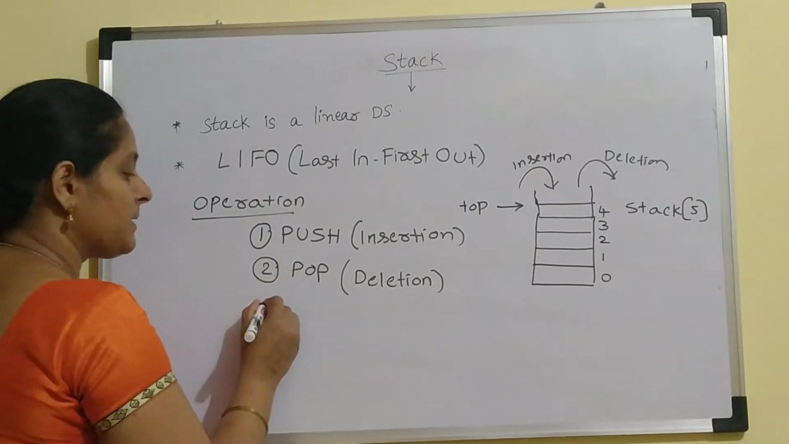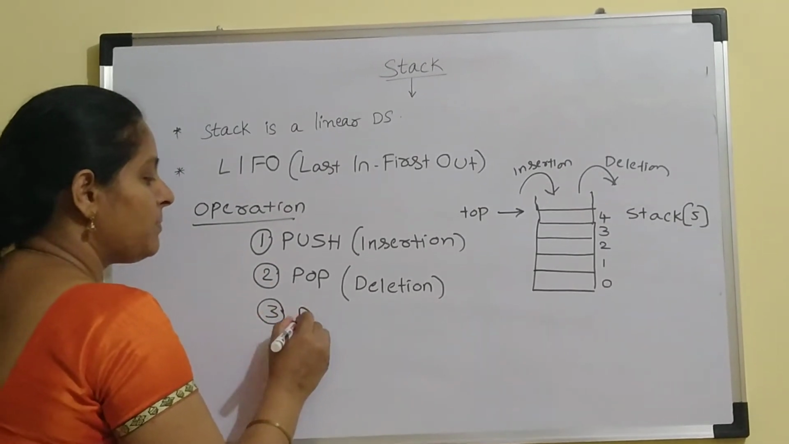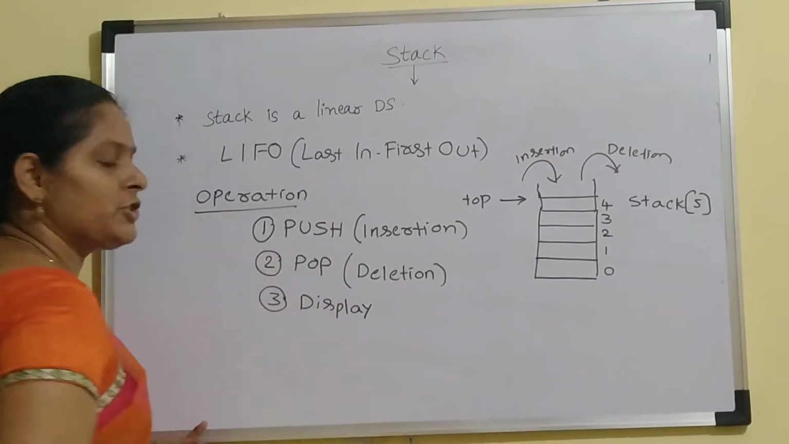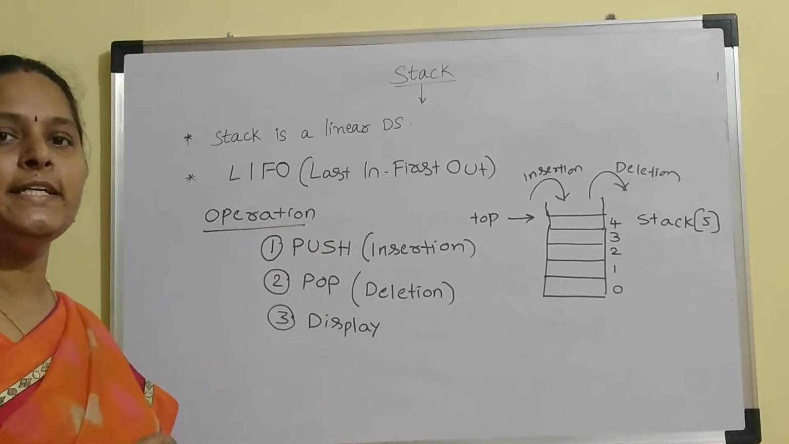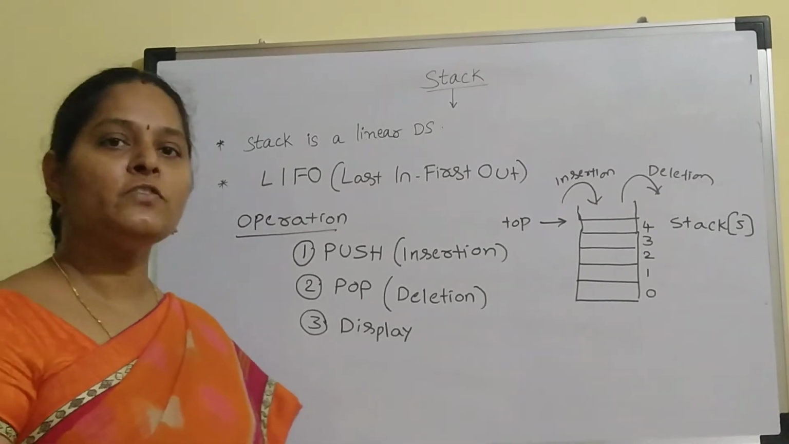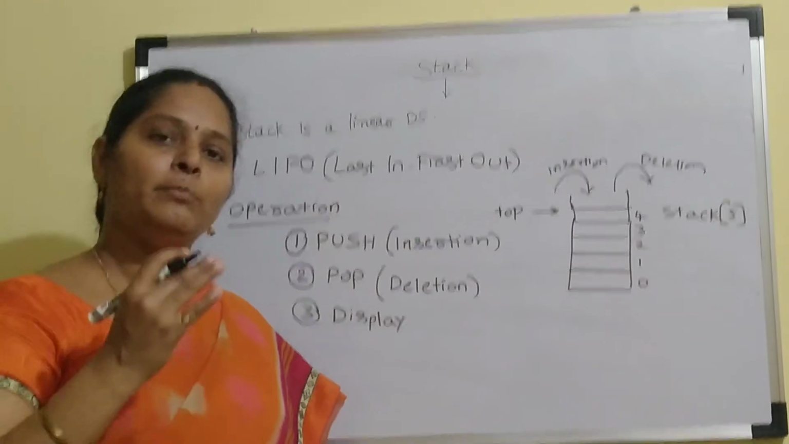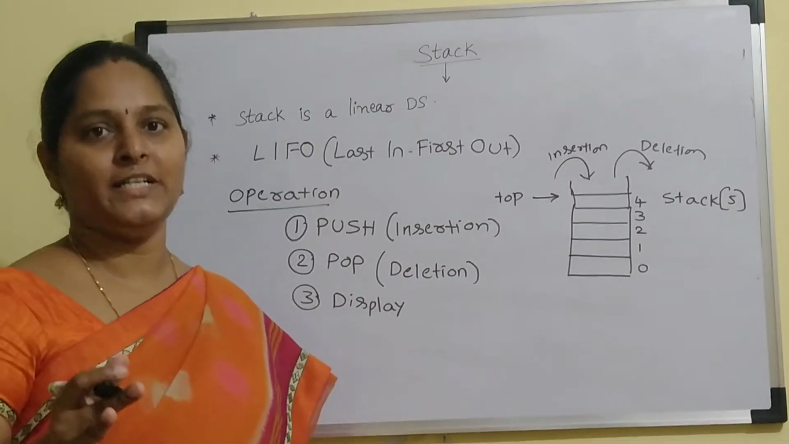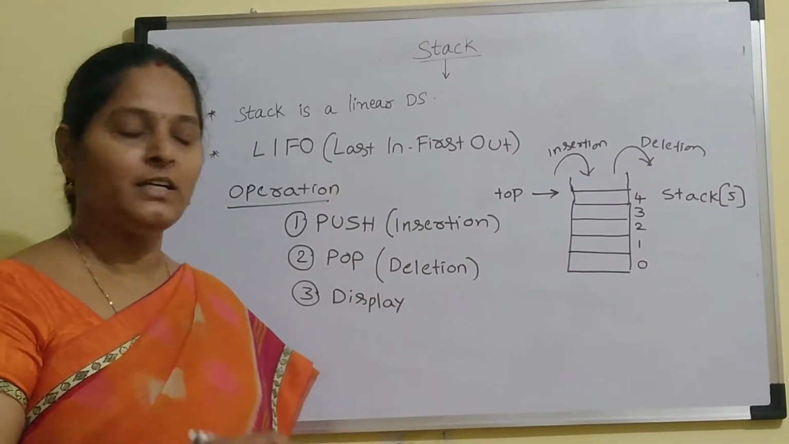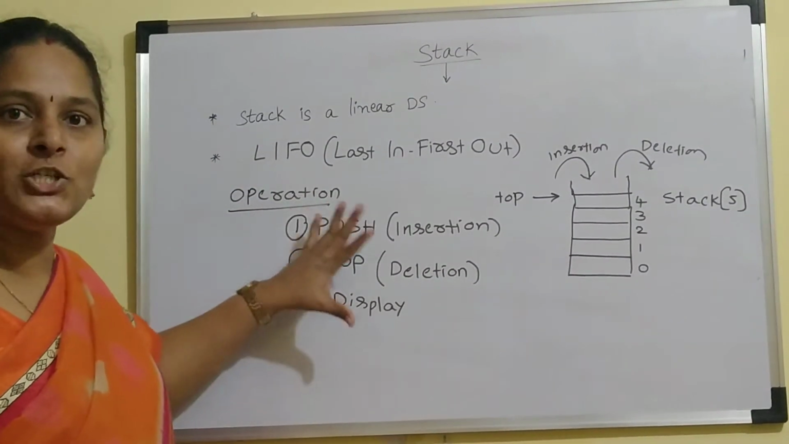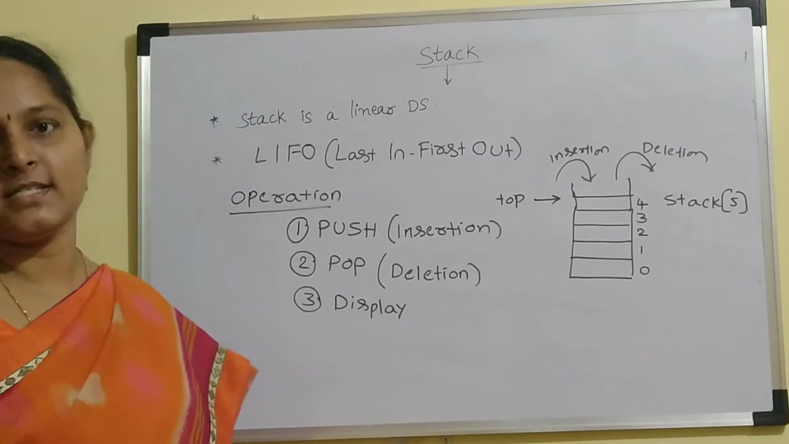The third one is the display operation. This is common to all data structures. After storing the data into the data structure, suppose you want to print the contents of the data structure, it may be a stack or any kind of data structure. If you want to print it, we will go for the display operation. These are the three major operations that we can perform on stacks.